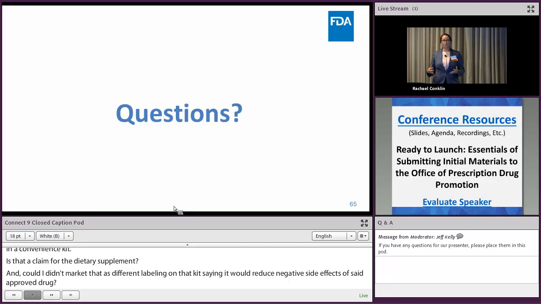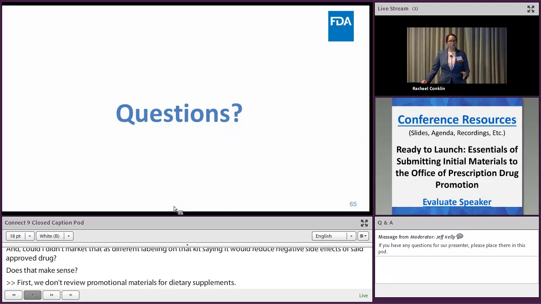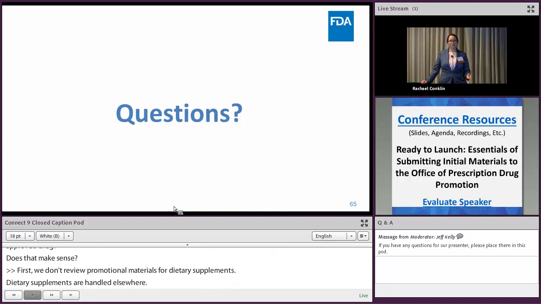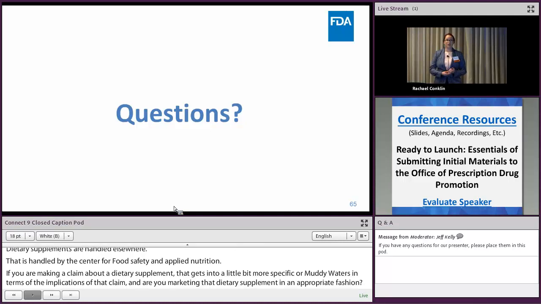First, we don't review promotional materials for dietary supplements. Dietary supplements are handled by CFSAN, the Center for Food Safety and Applied Nutrition. If you are making a claim about a dietary supplement, that gets into more specific or maybe muddy waters in terms of the implications of that claim, and whether you are marketing that dietary supplement in an appropriate fashion. And so I really would suggest talking to the Center for Food Safety and Applied Nutrition regarding your intention for marketing a dietary supplement in that way. We don't review dietary supplements.